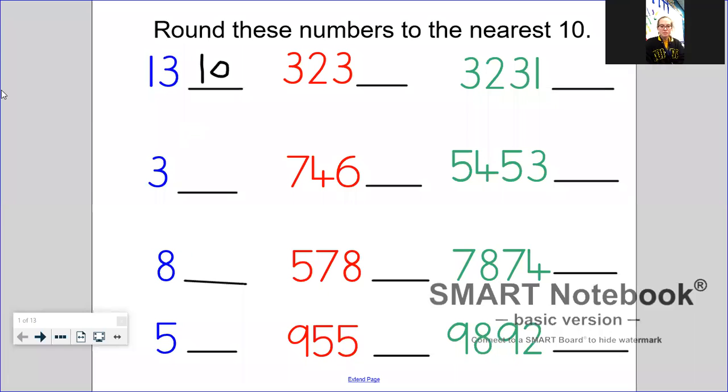There we go. So first thing I want you to do is we're going to round these numbers to the nearest 10. The first one I've done for you. So basically, when we're rounding to the nearest 10, we're looking at the multiples of 10 and we're deciding what this number is closest to. So 13, is it closer to 10 or is it closer to 20? Well, it's only 3 away from 10 and 7 away from 20. So we would round that number down to 10.